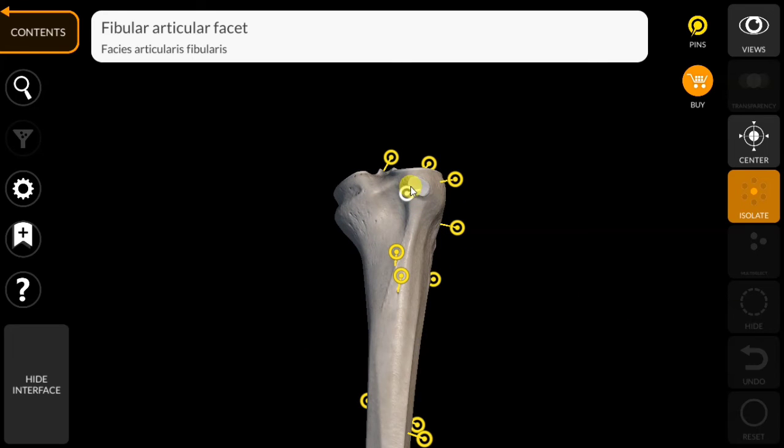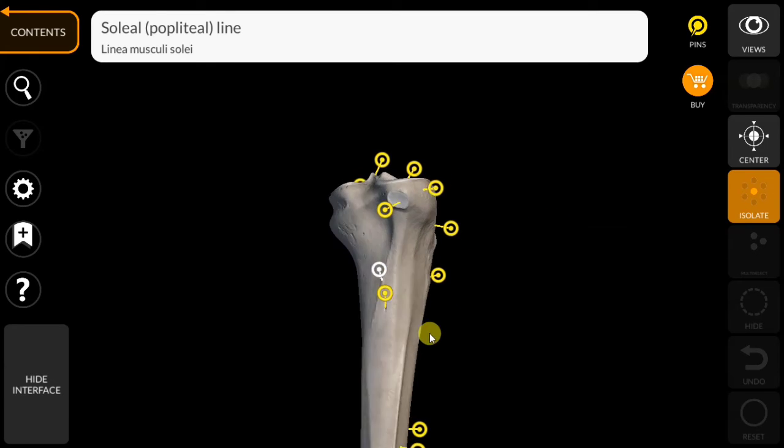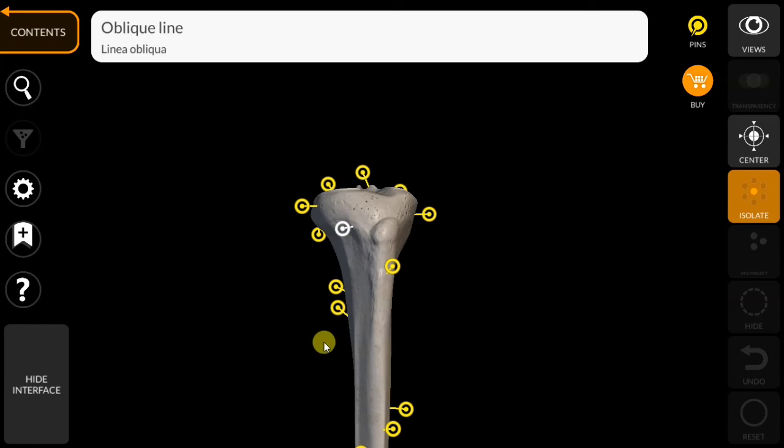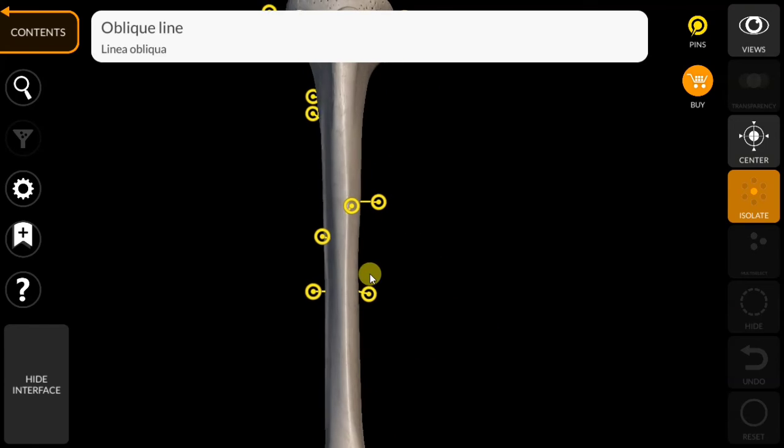Now on the posterior side, there is a facet for the articulation with the fibula. We say fibular articular facet. There is a soleal line. There is a nutrient foramen. The soleal line basically marks the origin of the soleus, which is a muscle. So the oblique line, this is okay. Now come to the body.